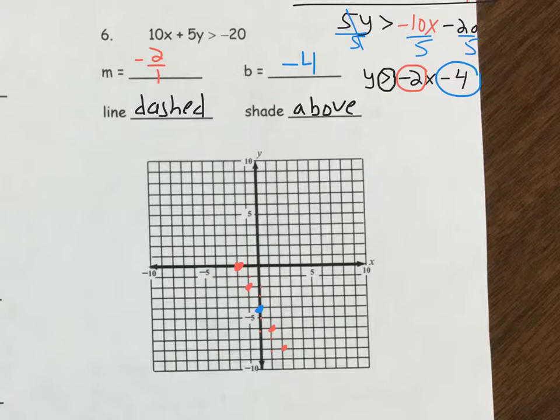Oops, I'm sorry. Okay, so we have to draw a dashed line, remember? Dashed line, that's why we label it. We do not want a solid line here. We already labeled above, so we know the shading is going to be above this line.